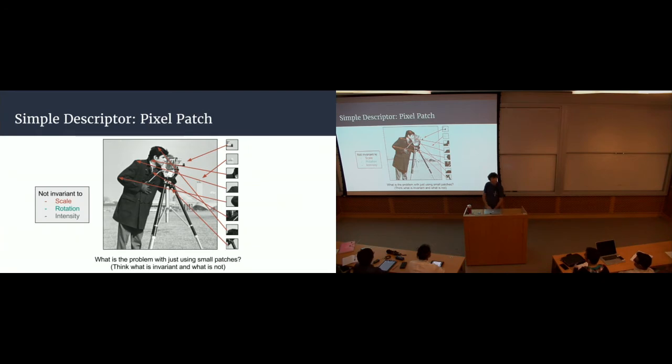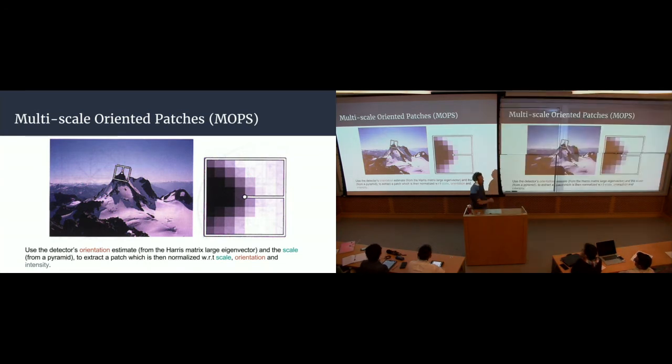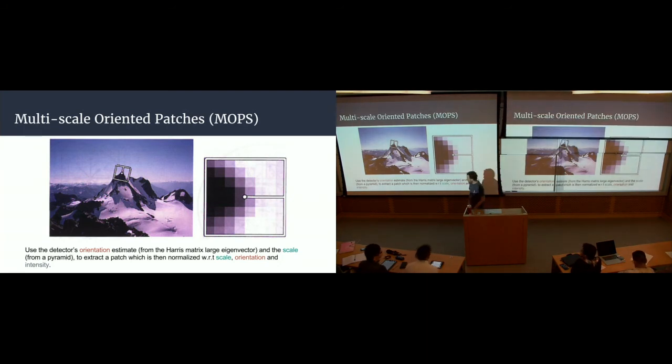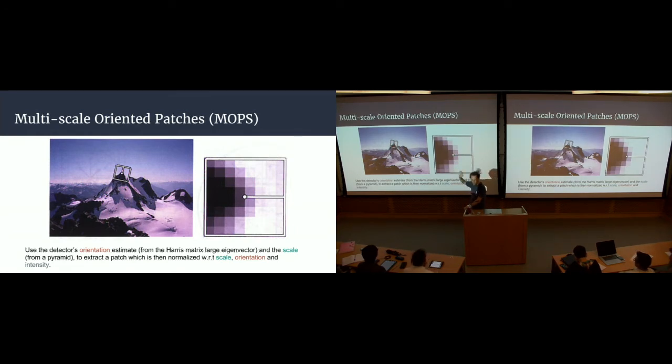All right, so what can we do? Someone suggested we can still take a patch. Let's do this so you guys can see too. We can still take a patch of pixels. We just need to make sure that it's normalized with respect to scale, rotation, and intensity. Right? It's very easy. We have the scale and the rotation from our key point detector. We do FAST, we do Harris, whatever. We know the scale and we know the rotation to a degree.